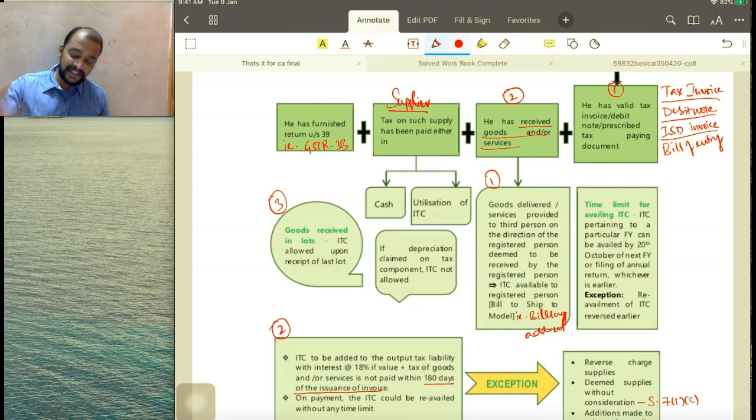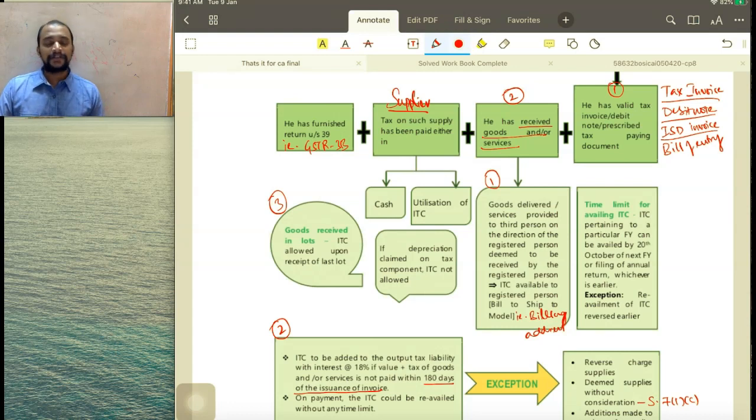And in the first month, 30 units. Second month, 30 units. Third month, 40 units. With respect to the entire 100 units, I can take ITC only upon receipt of the last lot. Instead, if I ask the supplier to give invoices separately, for 30 units separately, the next 30 separately, the next 40 separately, I can take ITC in the respective month. So that's an exception, or a loophole here.